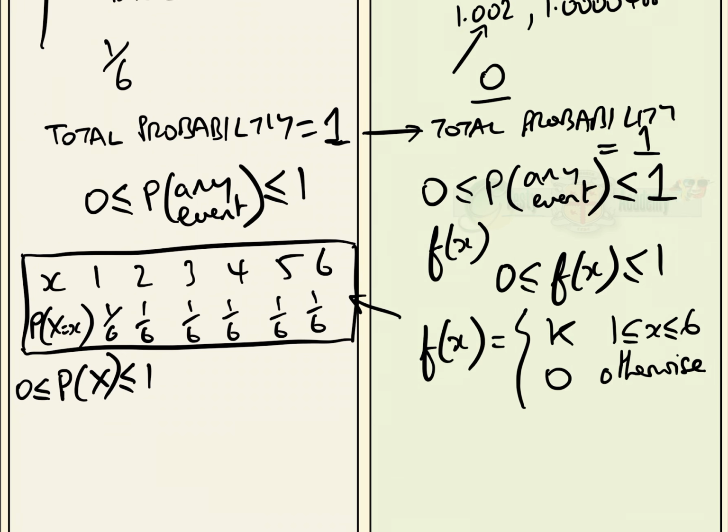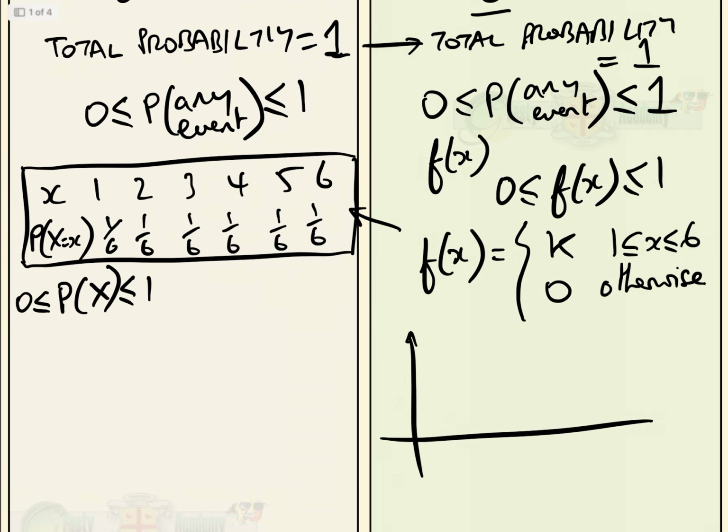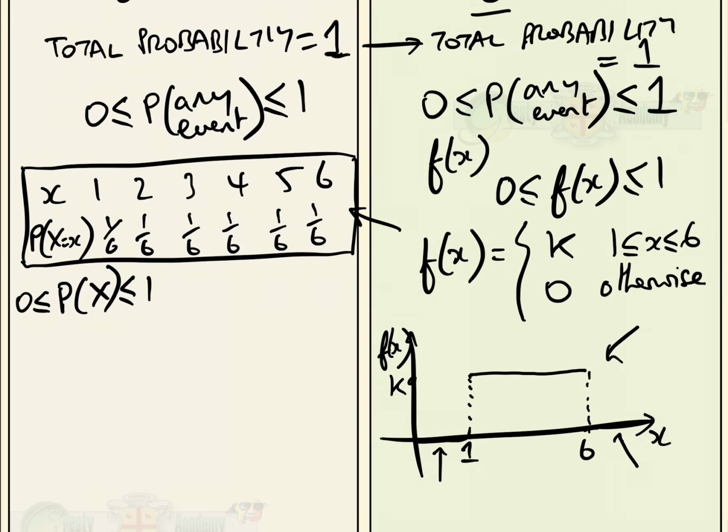That is how we would describe our continuous probability density function. Okay, and we can draw a nice little graph here of f of x against x, and basically here's the number 1, here's the number 6, and here is the value k, which again we're going to come back to in a minute. Basically the density is 0 below 1, it is 0 above 6, and it is k between 1 and 6. And this is our probability density function here.